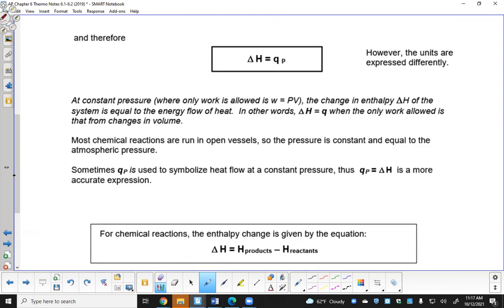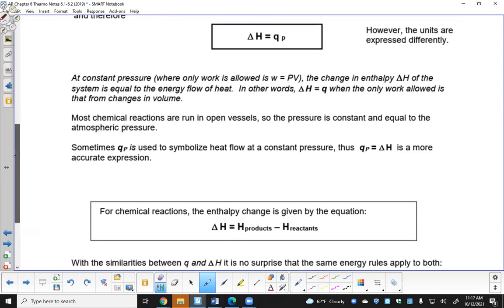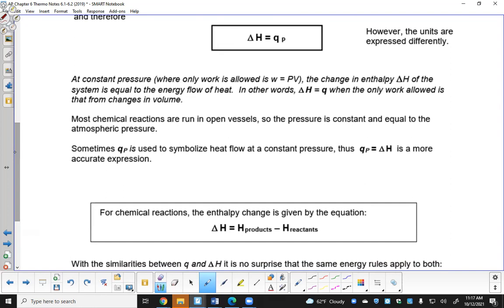Sometimes Qp is used to symbolize heat flow at a constant pressure. So Qp equals delta H is a more accurate way of expressing it. We do use them in different contexts, but they both represent heat coming into a system or heat coming out of a system.